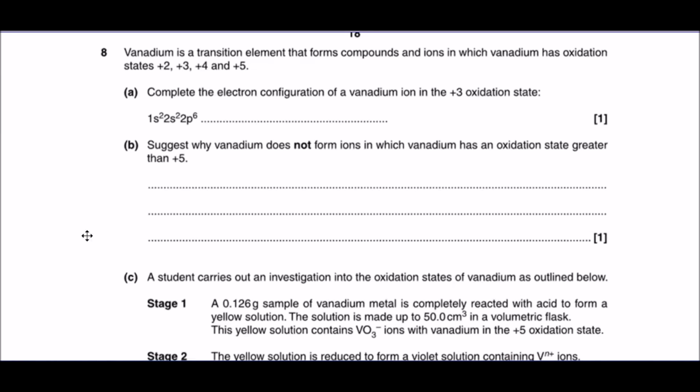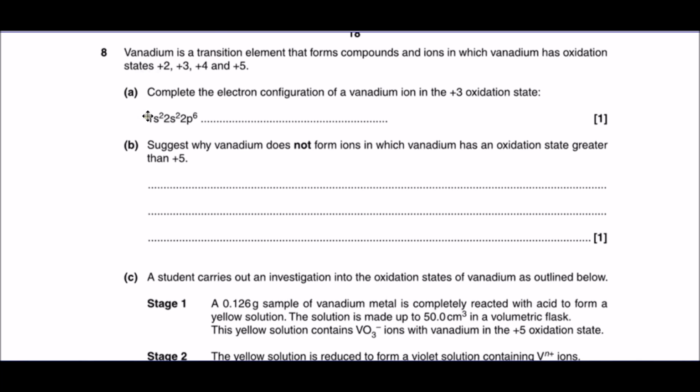In question 8, we're looking at transition metals. The question is about vanadium. Now remember, vanadium is not specifically referred to on the specification, so you're not expected to learn the colours of any of these ions, but you are expected to be able to work your way through this transition metal question.